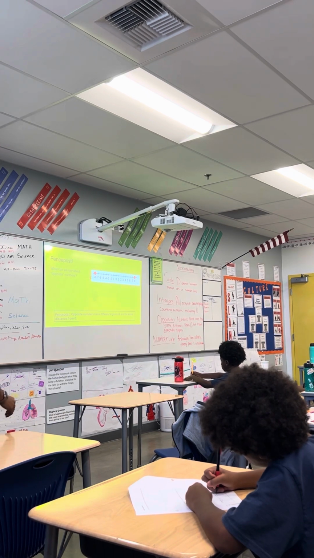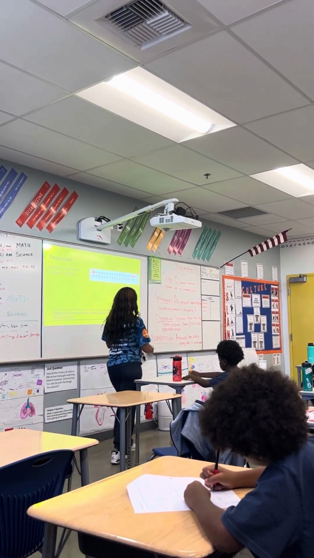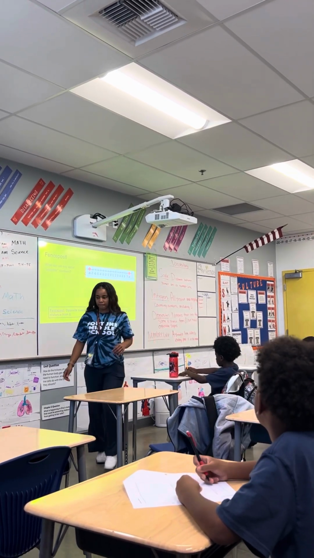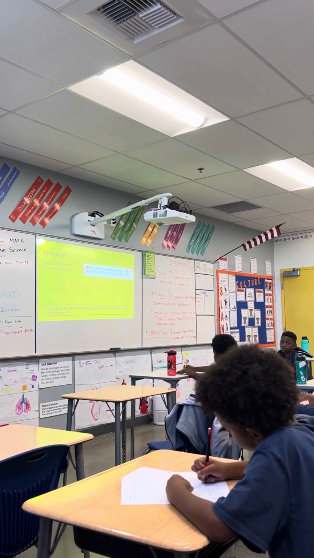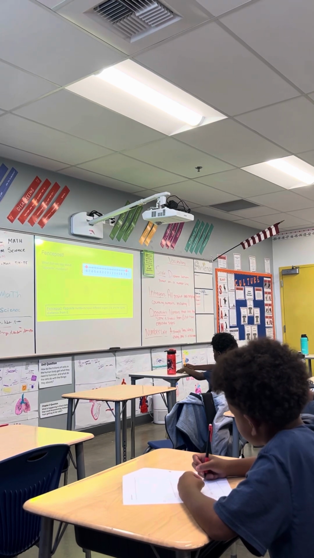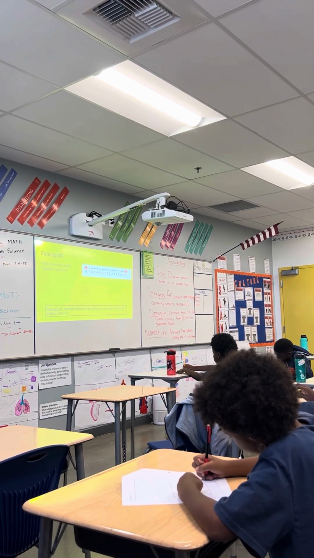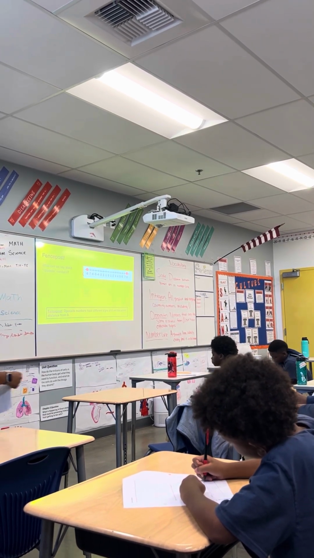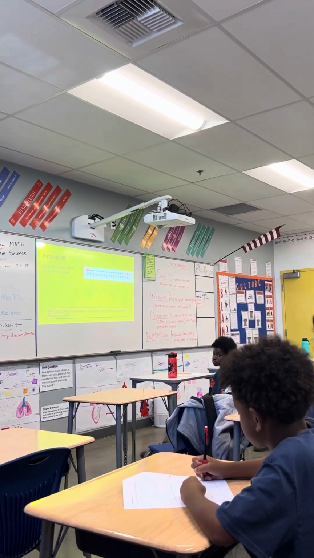I see about 7 pencils moving. Good job writing your fence post down. I'd like to see all pencils moving. Okay, I see about 8 now. We're at about 10, 11, 12, 13 pencils.